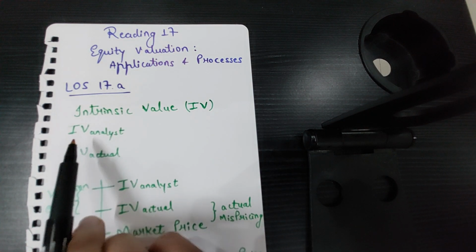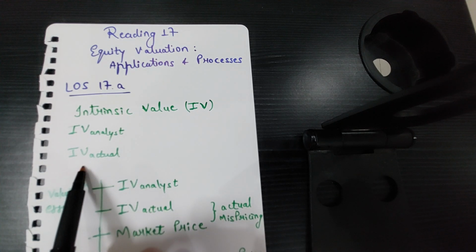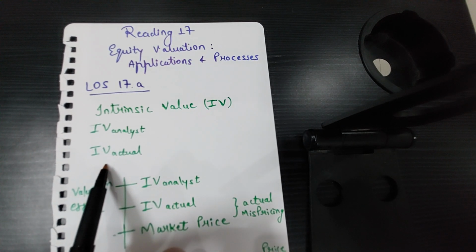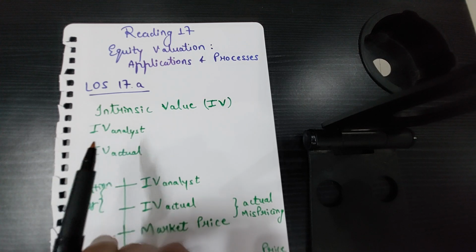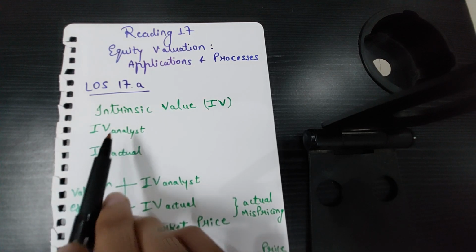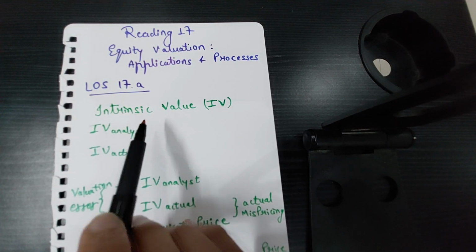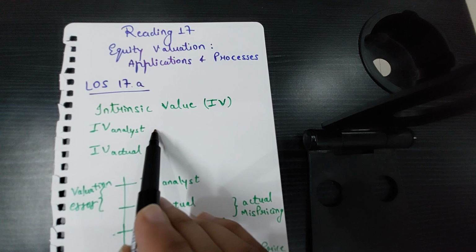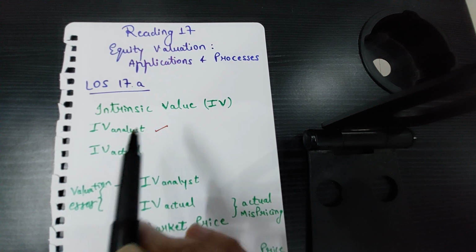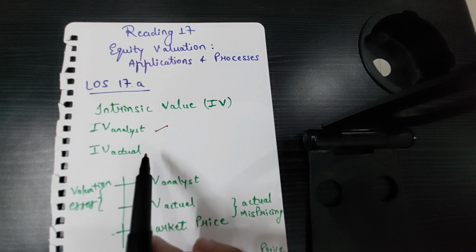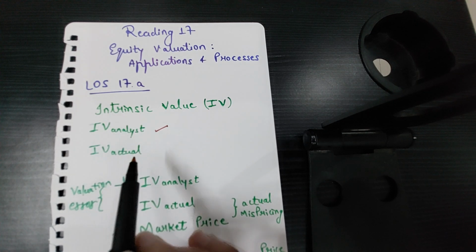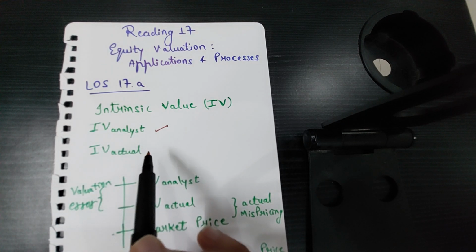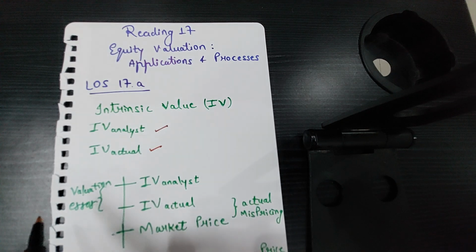Now there is one intrinsic value by the analyst and there is the actual intrinsic value. There are equity research analysts who perform their own valuations. So the value that they derive is the equity analyst value, and the value that actually should be the intrinsic value of that company, the actual value of that stock, is the IV actual.